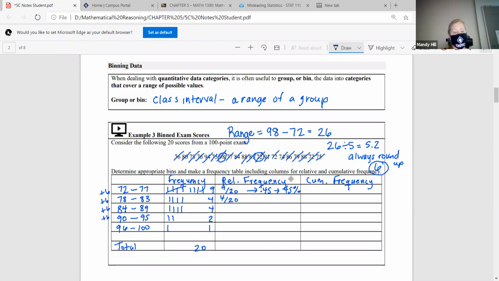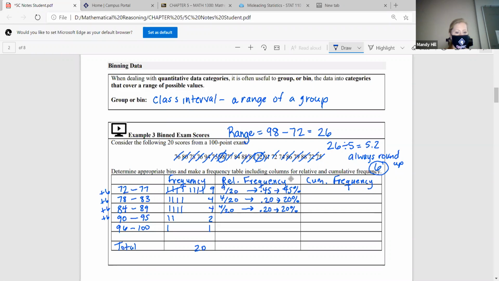Then 4 out of 20 made a 78 to an 83. When you divide those two, you get 0.20. If we multiply that by 100, that's 20%. The 84s to 89s, same thing. 4 divided by 20 is 0.20. That's going to get me 20%.